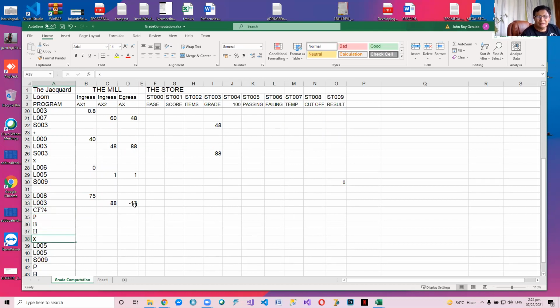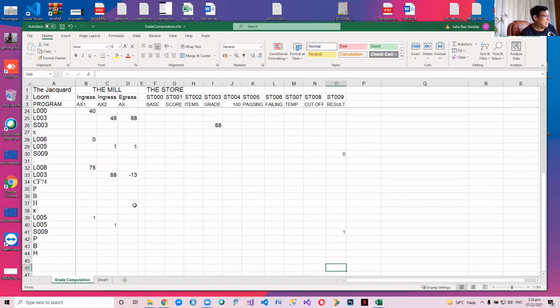Okay, anyway, we will have an example which is failing, no? Okay. I'm sorry. Times. So hindi tayo mag-PBH. We will do a times. What will we multiply? L005, which is 1. Another L005, which is 1. 1 times 1 is 1. We will store it here. And we'll do a PBH. So what is the result? It's 1. It's passing.